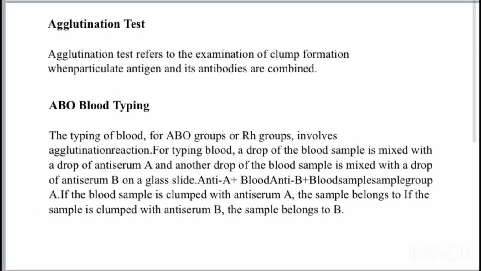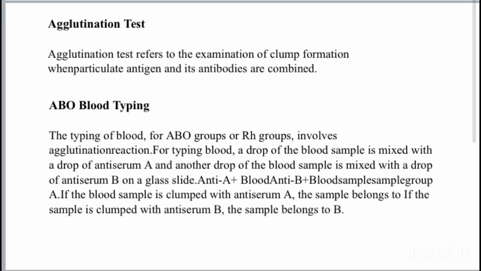Agglutination test. Agglutination test refers to the examination of clump formation where particulate antigen and its antibodies are combined. ABO blood group typing. The typing of blood for ABO groups or anti-Rh groups involves an agglutination reaction. For typing blood, a drop of blood sample is mixed with a drop of antiserum A, and another drop of blood sample is mixed with a drop of antiserum B on a glass slide.